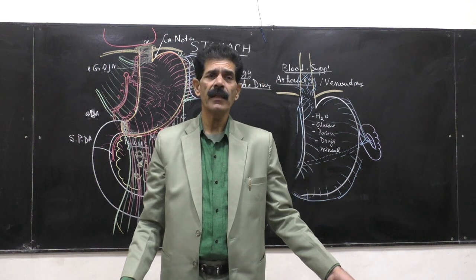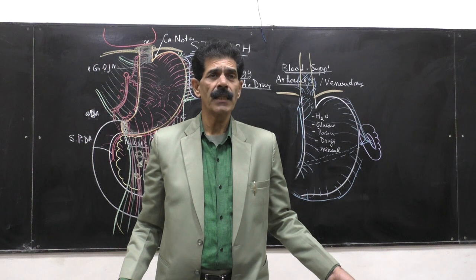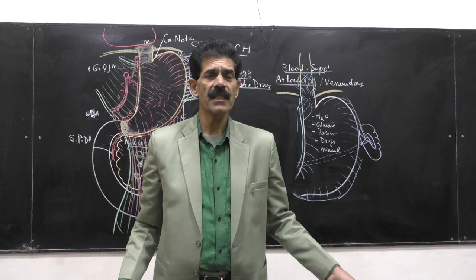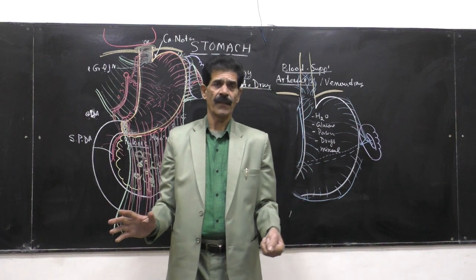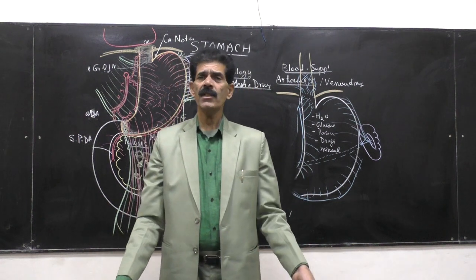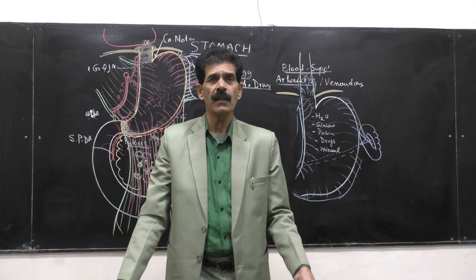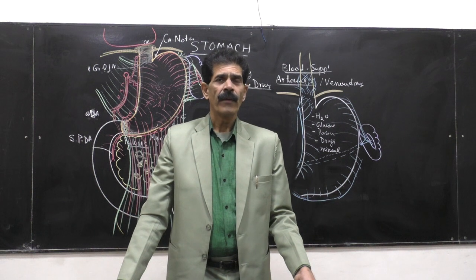But certain bacteria, for example Salmonella typhi and typhimurium, as well as the tubercle bacilli, are acid-fast bacilli. They are not killed by the HCl. So such bacteria gain entry into our GIT and cause ileocecal tuberculosis and food poisoning.